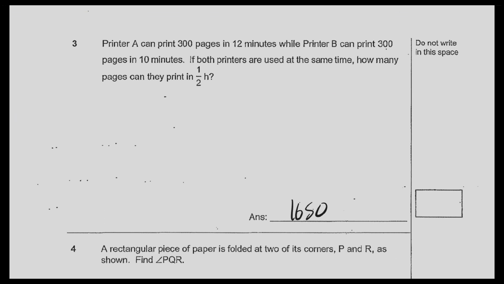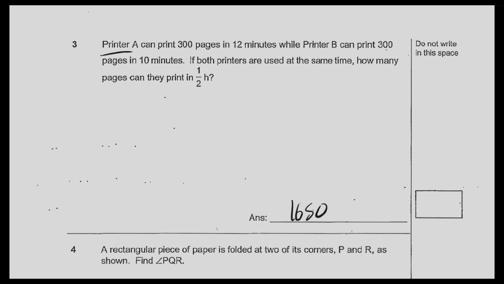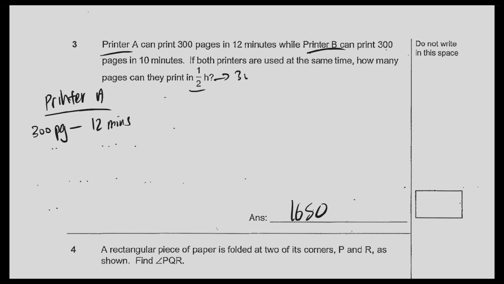Question 3 asks, printer A can print 300 pages in 12 minutes, while printer B can print the same number of pages in 10 minutes. If both printers are used at the same time, how many pages can they print in half an hour? It's generally easier to separate it into two for easier calculation. So let's look at printer A first. 300 pages in 12 minutes. Half an hour is 30 minutes. So how many pages will it print in 30 minutes?